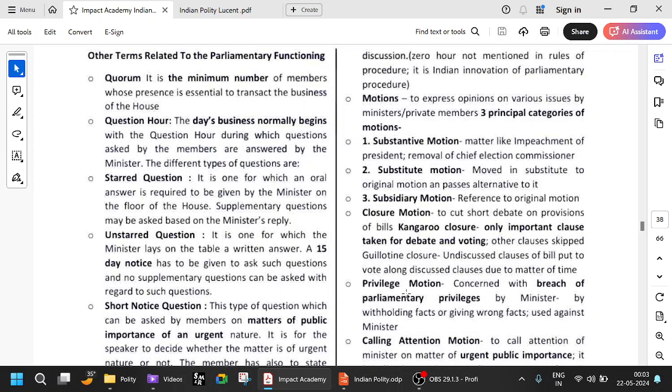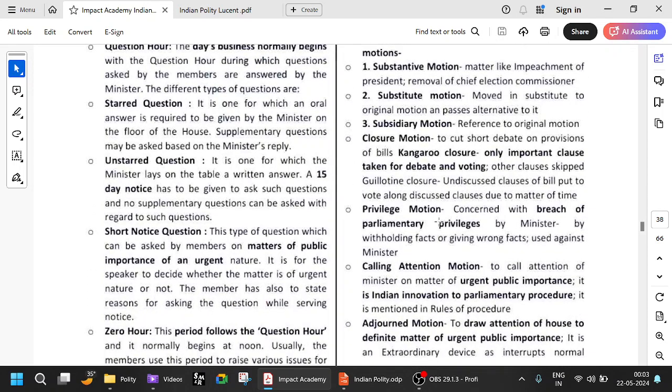So privilege motion is concerned with withholding facts or giving wrong facts. Suppose there is a starred question. Okay, they ask how much money has been spent for some official business trip of the prime minister or chief minister, and they give the wrong fact. Okay, giving a wrong fact or withholding a fact is also a crime. Then a privilege motion can be passed, which is questioning the breach of the parliamentary privileges.